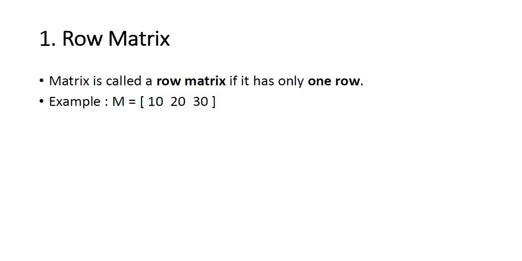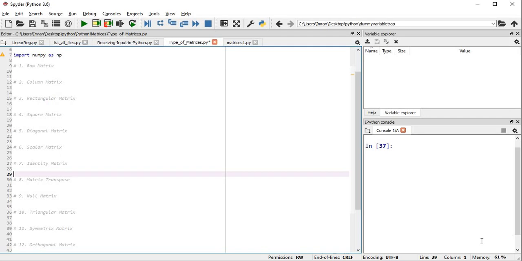So what is a row matrix? It's called a row matrix if it has only one row. We can see clearly M is a matrix. For example, it has three elements 10, 20 and 30 and it has only one row and three columns. If we want to create this in Python, how do we achieve this?